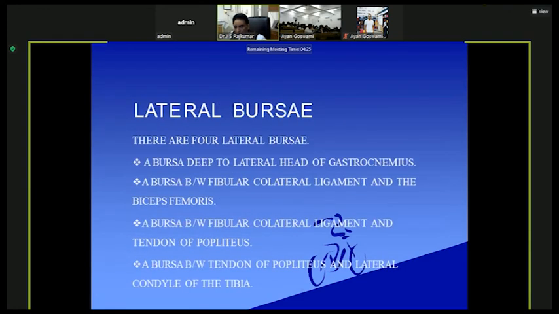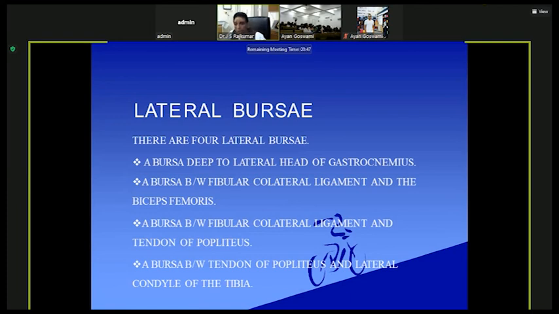Lateral bursae. There are 4 lateral bursae. We must understand that these are nothing but places where the synovium has little outpouchings. That's all. You must remember that these are anatomical bursae, as surgeons say, anatomical bursae and adventitious bursae. 4 lateral bursae: deep to the lateral head of the gastrocnemius, then one between the biceps femoris and the fibular collateral ligament, one between the fibular collateral ligament and even more medially, the tendon of the popliteus, and then a bursa between the tendon of popliteus and the lateral condyle.